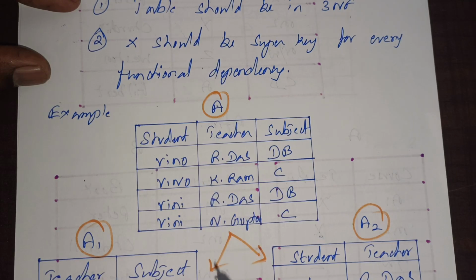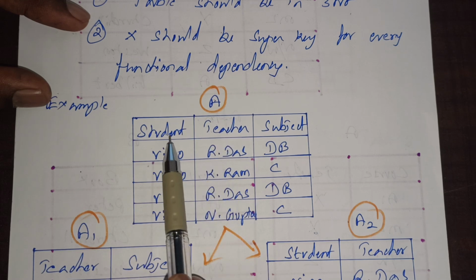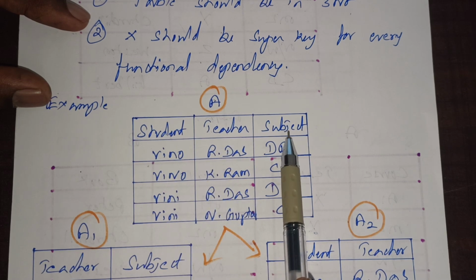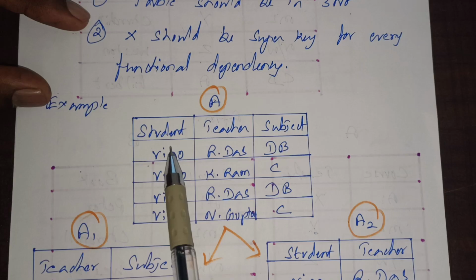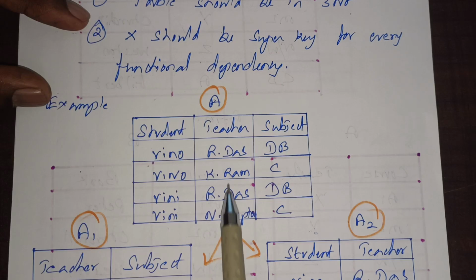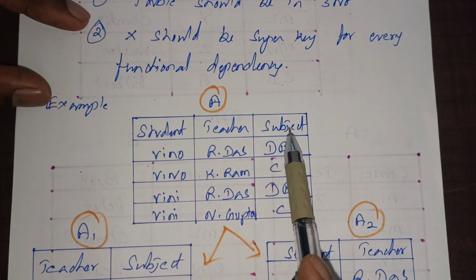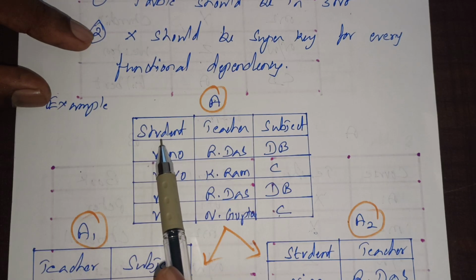Now we are going to see the functional dependency. Say for example, the teacher column depends on the student column and the subject column also depends on the student column. But we cannot have this student column as a super key because this column will have repeated names. We cannot expect this. For example, you can see there are 2 Vinos in a particular class and also 2 Vinnys in a particular class, but the teachers are different. The subject is also different. So this student column cannot be a super key.